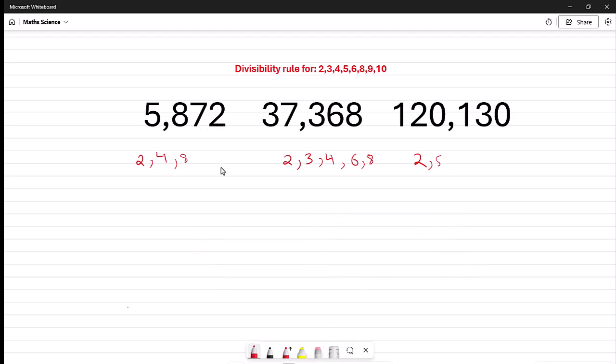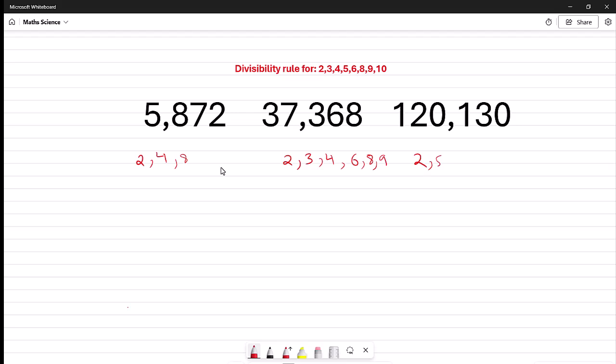Now let's check if the number is divisible by 9. So a number is divisible by 9 if the sum of the digits is also divisible by 9. So let's see, for this one, 5 plus 8 is 13, 20, 22. 22 is not divisible by 9. So this is not divisible by 9. Now let's check this. 10, 19, 20, 27. 27 is divisible by 9. So this means this whole number is also divisible by 9.